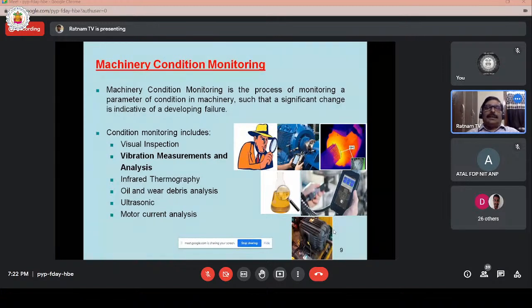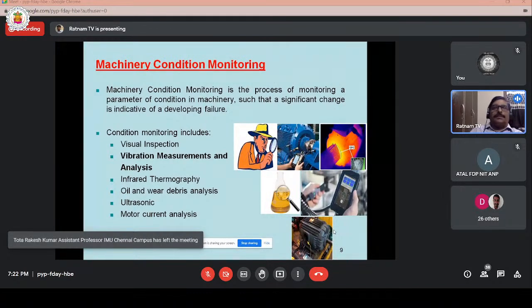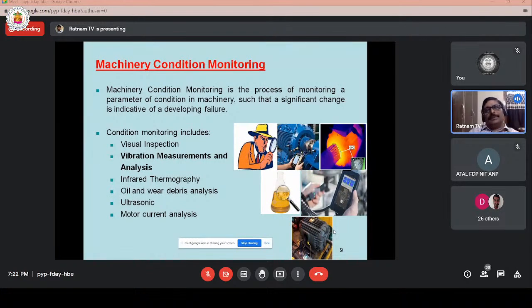Based on this, condition-based maintenance includes visual inspection. Generally, excessively vibrating parts can be found by seeing visually. Vibration measurements and analysis, carried out on various bearings and gearings. Infrared thermography can identify the hot spots in machinery or in electrical transformers. If any circuit breakers are heating up, that can be monitored using thermography in electrical plants, thermal plants.